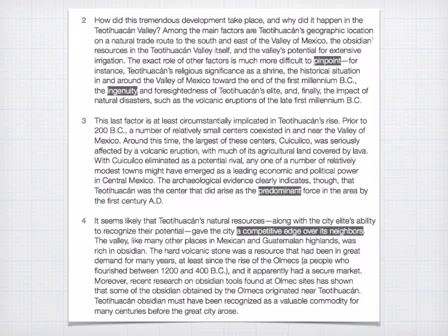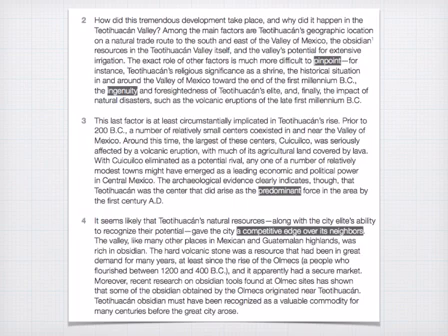We look at paragraph 3. The last factor is at least circumstantially implicated in Teotihuacan's rise. Prior to 20 BC, a number of relatively small centers coexisted in and near the Valley of Mexico. So we can see that these two paragraphs actually link together, because paragraph 3 begins with the last factor, which is mentioned at the end of paragraph 2, which is the volcanic eruptions of the late first millennium BC.